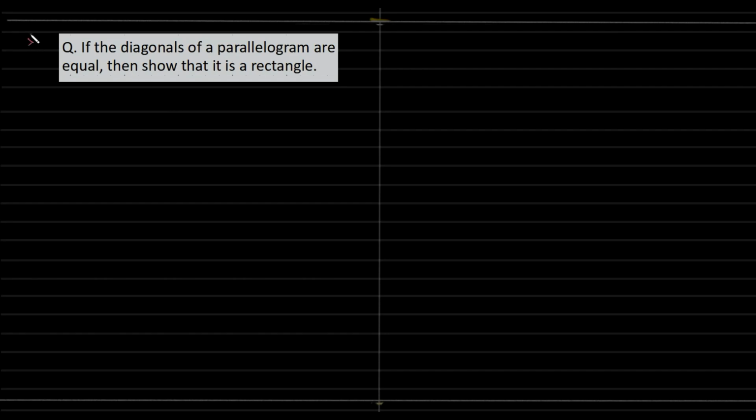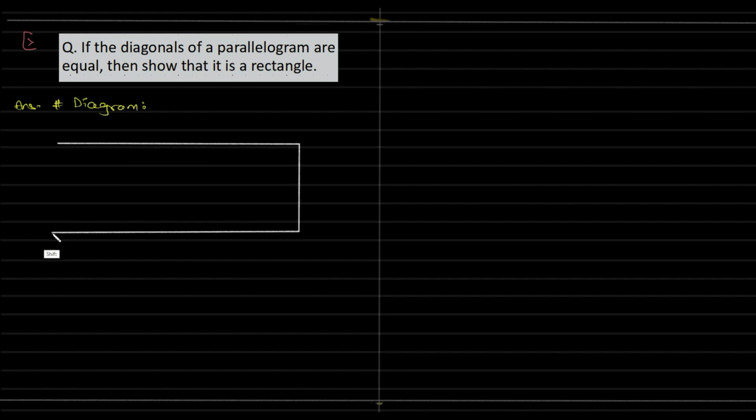If the diagonals of a parallelogram are equal, then show that it's a rectangle. So I'll have a diagram which is common for all. Suppose that you guys have to describe the diagram, talk about what is that we have been given and what is that we need to prove.